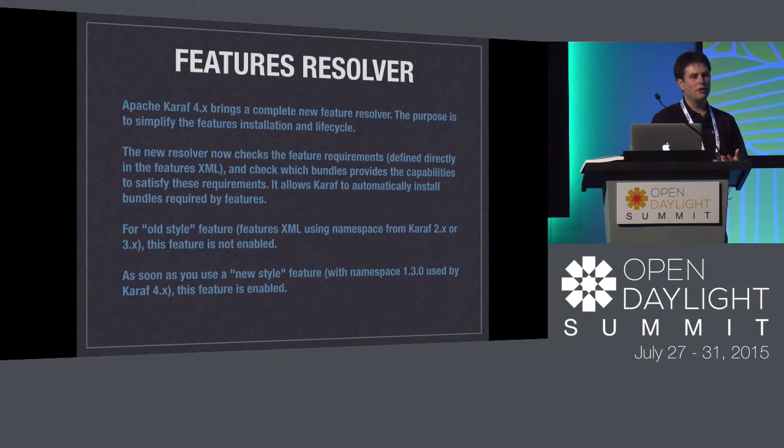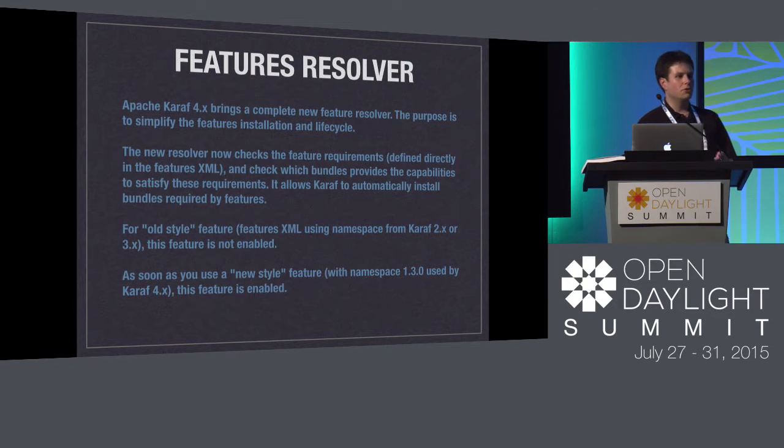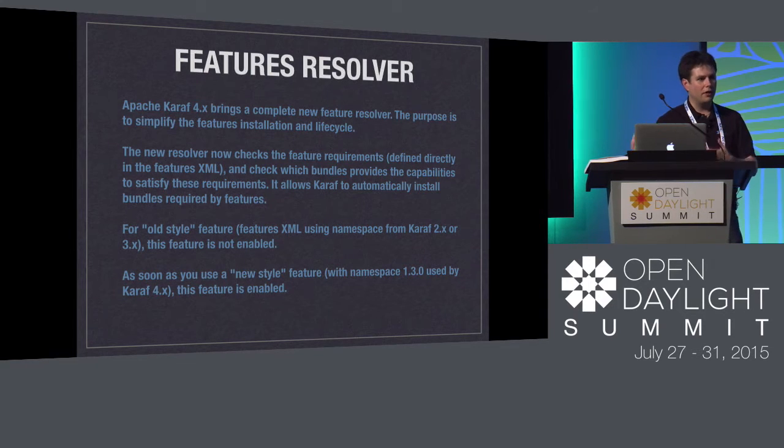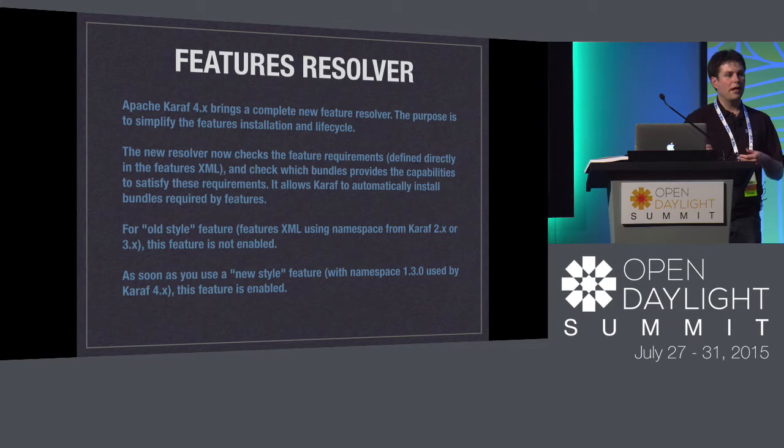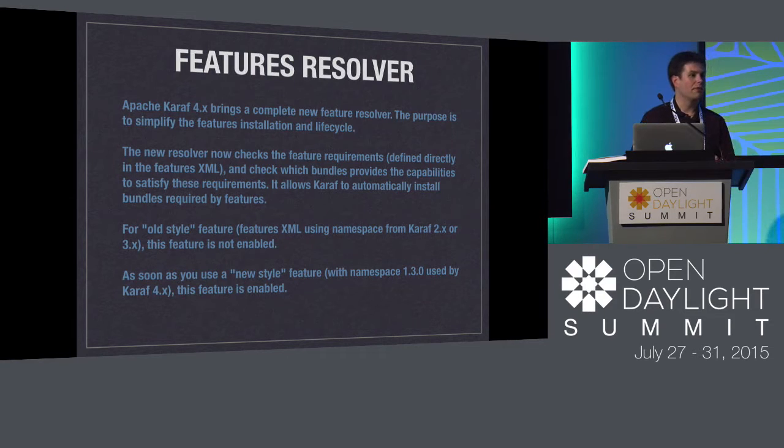So that's what I would tell the maintainers of OpenDaylight to do. If they need to make use of the requirements capability in the new feature resolver, you would want to update the namespace, and then you can add in the requirements to your feature. Now, if you don't do that, you're going to be using it more in a degraded mode, running as it would be in Karaf 3.